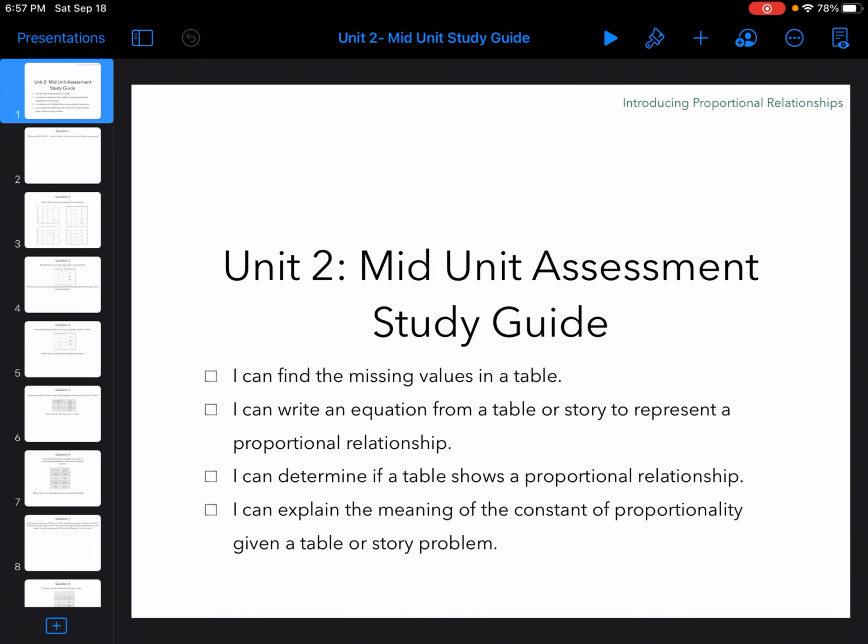Unit 2 Mid-Unit Assessment Study Guide. So I can find the missing values of a table. I can write an equation from a table or story to represent a proportional relationship. I can determine if a table shows a proportional relationship, and I can explain the meaning of the constant of proportionality given a table or story problem.